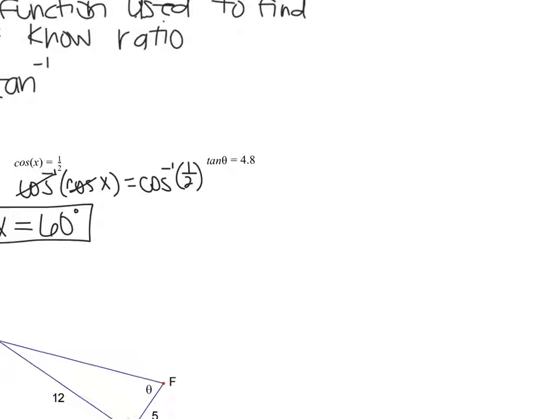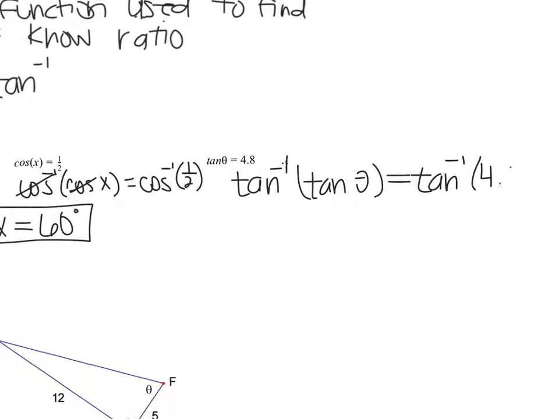Lastly, we know tangent of theta equals 4.8. In order to solve for theta, we use a tangent inverse of both sides, since tangent is the ratio we're given. So tangent inverse of tangent theta equals tangent inverse of 4.8. Tangent inverse and tangent cancel, so we're left with theta equals, and when you take the tangent inverse of 4.8, you end up with 78.23 degrees.